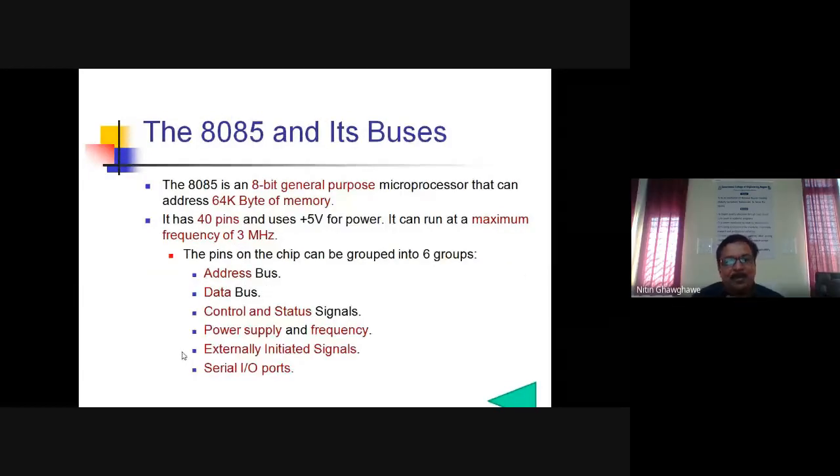Well, so this is what I was talking about. All 40 pins are grouped into these 6 groups: address bus, data bus, control and status signal, power supply and frequency, externally initiated signals, and serial I/O ports. Out of which we have seen address bus and data bus. The rest of the pins are categorized into these 4 other groups: control, power supply, external initiated signal, serial I/O ports.